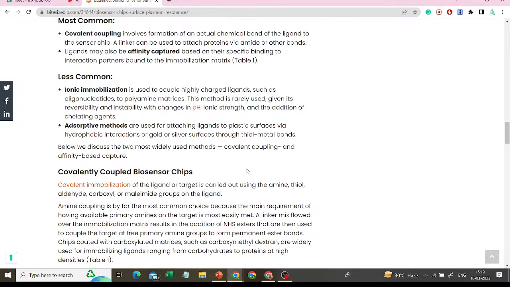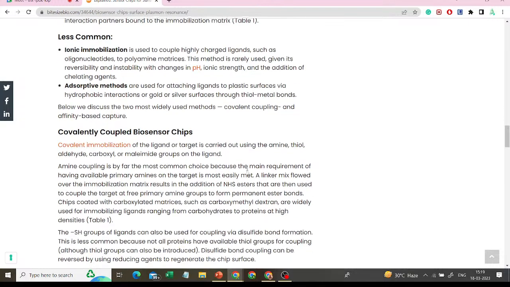This method is rarely used given its reversibility and instability with changes in pH, ionic strength, and the addition of a chelating agent. With the addition of chelating agents or changes in ionic strength, it can get removed. The coupling is not very secure. Then there are adsorptive methods for attaching ligands to plastic surfaces by hydrophobic interactions, or to gold or silver surfaces through thiol-metal bonds. So the most widely used methods are covalent coupling and affinity-based capture.